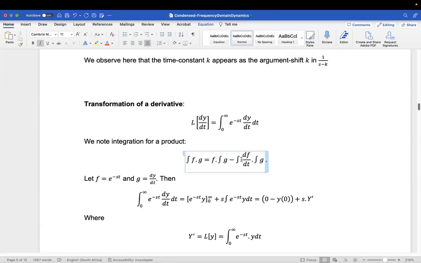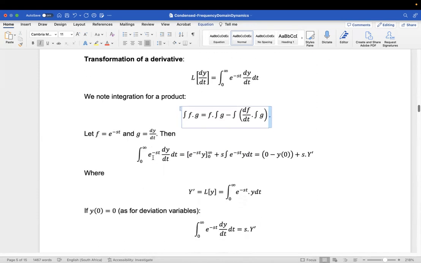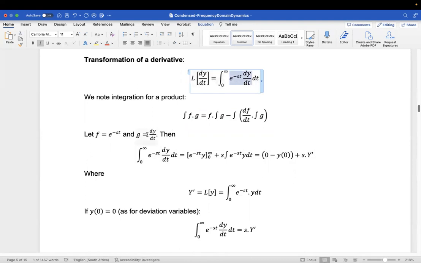So this outer integral applies to both these as products here. So we could more explicitly write it like so. So that's integration for a product. And in our case, if we let the f be the e to the minus st part, and we let g be the dy dt part, then we can see we'll have e to the minus st out here. And then we want to integrate g, and g is a derivative. So the result of that will, of course, be y itself, right? So if we integrate dy dt with respect to t, then we'll get the function y itself.